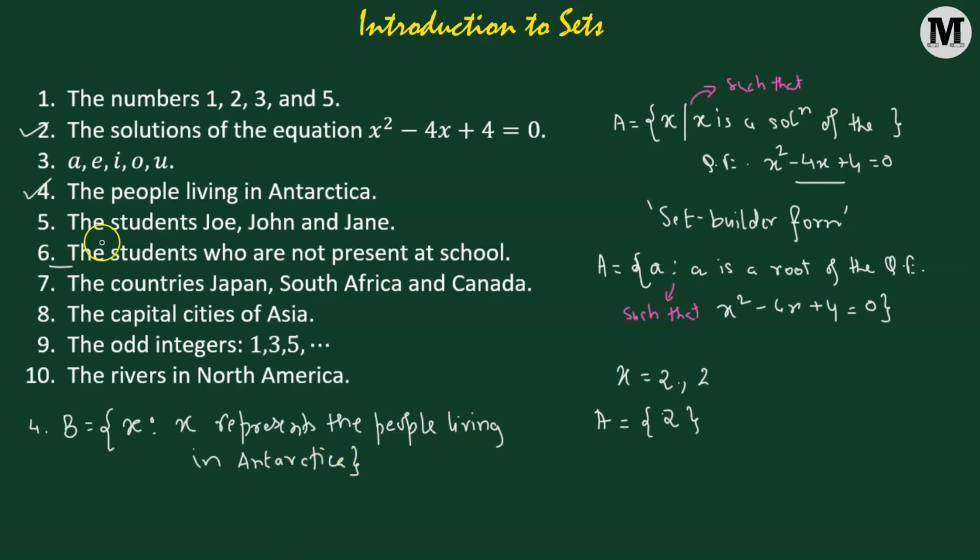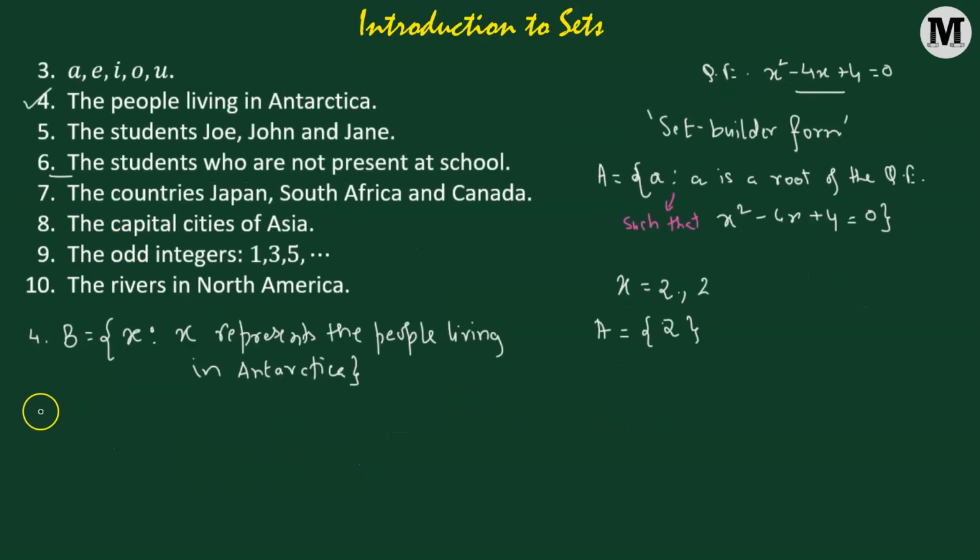Now let's present the example number 6. Here, we're going to consider it as set C. So C is talking about the set of all the students who are not present at school.